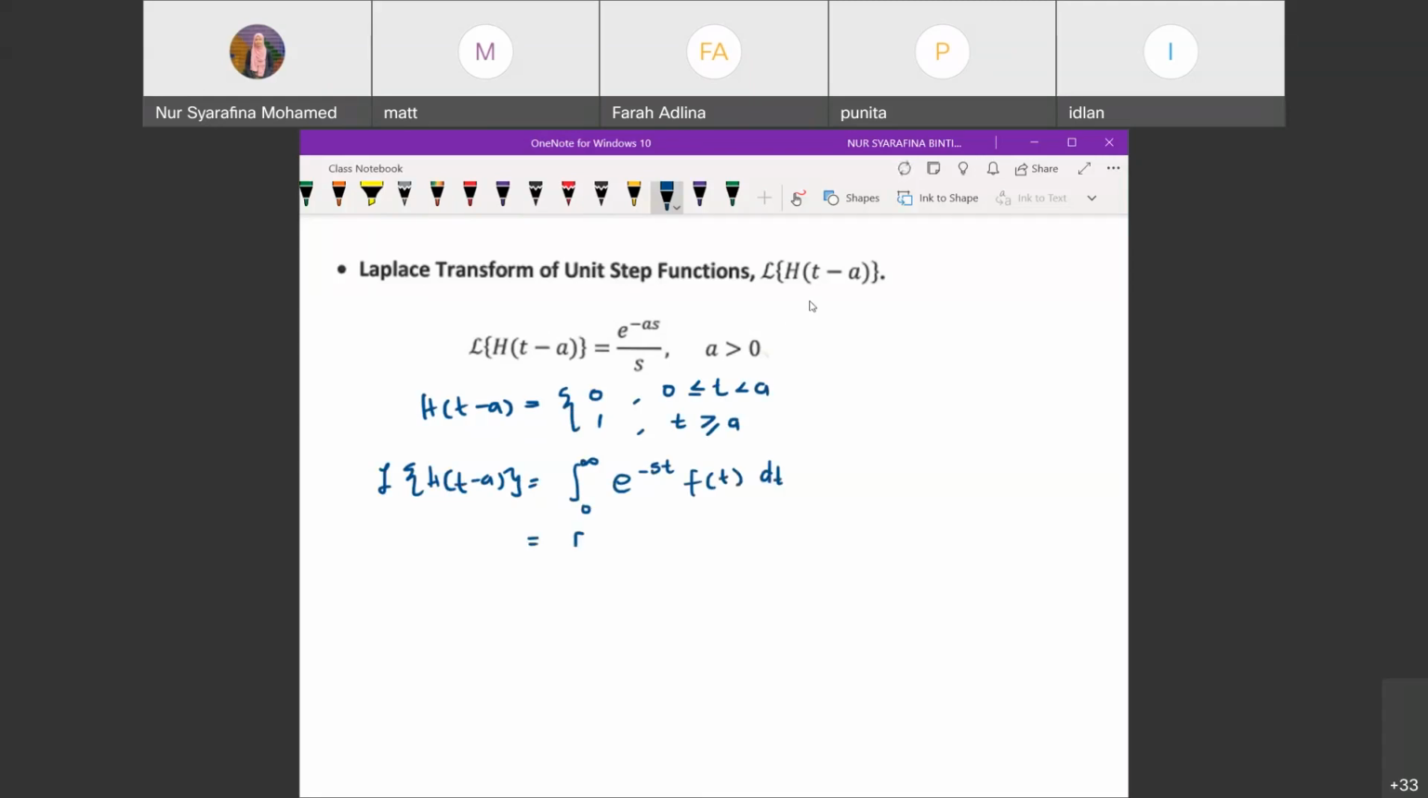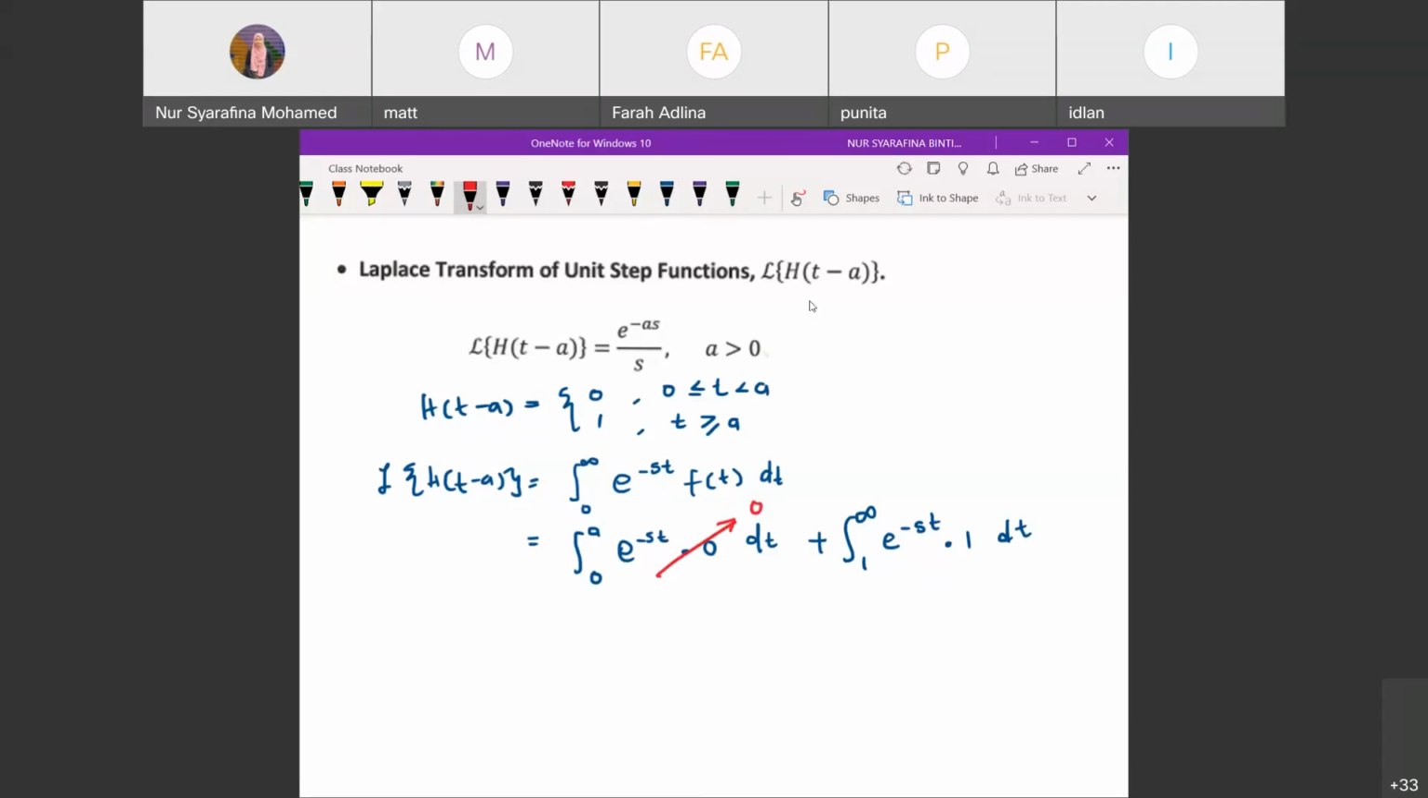So, here you have 0 to a, right? We start with 0 here. So e to the negative st multiplied with 0, integrate with respect to t, plus the integral from a to infinity of e to the minus st times 1, integrate with respect to t. So this is how we integrate the piecewise function like we did previously. So this one is 0.